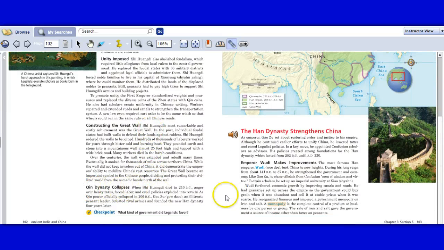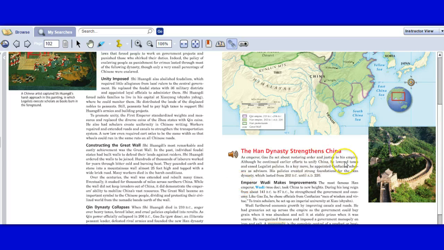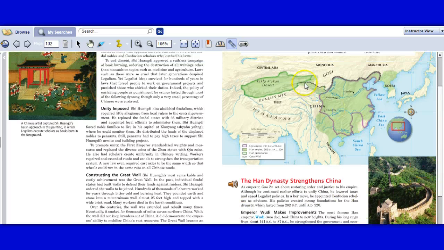The Qin dynasty collapses. The Han dynasty strengthens China. Here's a picture of the Great Wall itself. Here's a map of the Great Wall, trying to keep out the Mongolians.